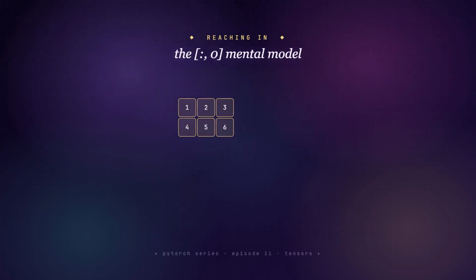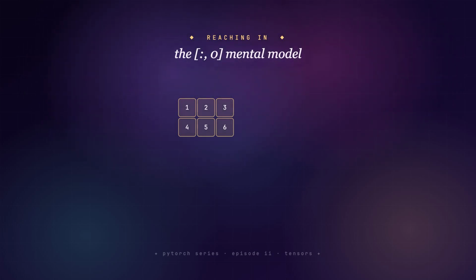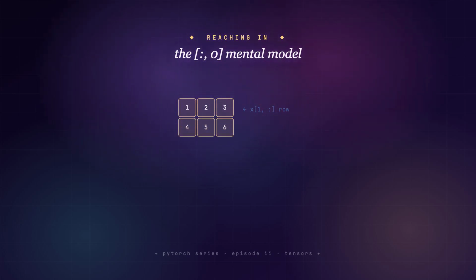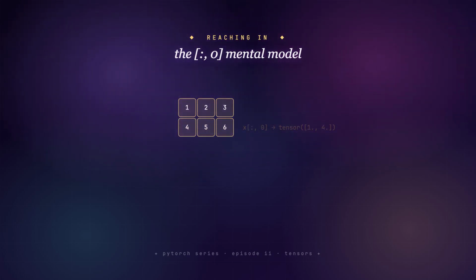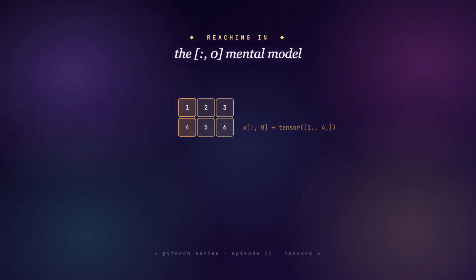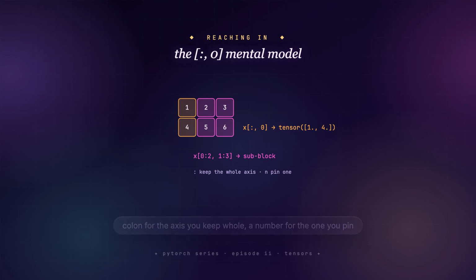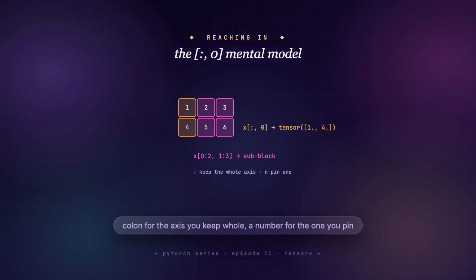And finally, reaching in, indexing and slicing. Square brackets get you a single element, row 1, column 2. But the real power move is the colon. It means all of this axis. So x[:, 0] reads as every row, but only column 0. That's how you grab an entire column. Flip it, x[1, :], row 1, all columns, and you've got a whole row. And you can take a rectangle out of the middle, rows here to there, columns here to there, and you've carved out a sub-block. That mental model, colon for the axis you keep whole, a number for the axis you pin down, is worth more than any single function in this whole episode.